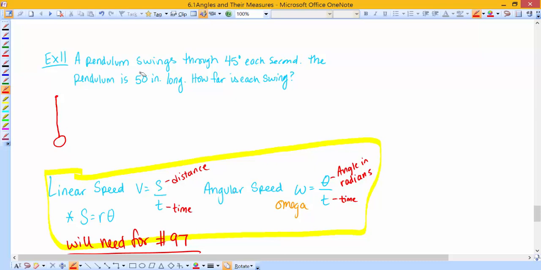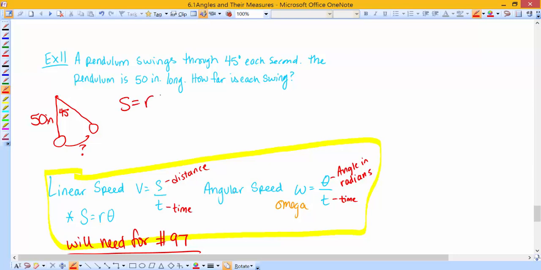So this is saying a pendulum swings through 45 degrees each second. The pendulum is 50 inches long. So the whole thing is 50 inches long. How far is each swing? So it's going 45 degrees. It's going to be the same length. It's going to swing somewhere over here. So this would be 45 degrees. That's what you're looking for. You want what the actual swing is. So I want to know how far it is.